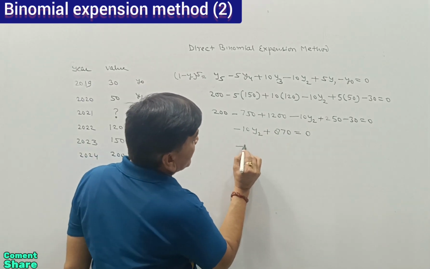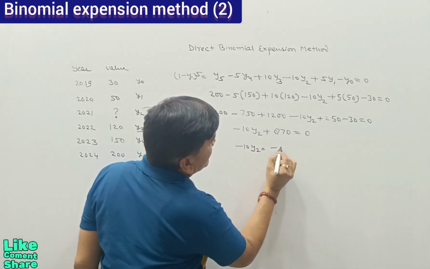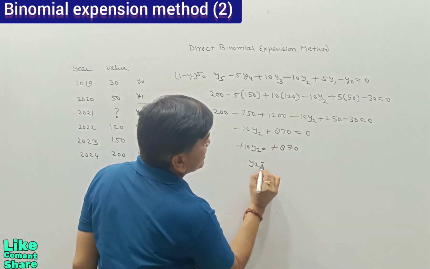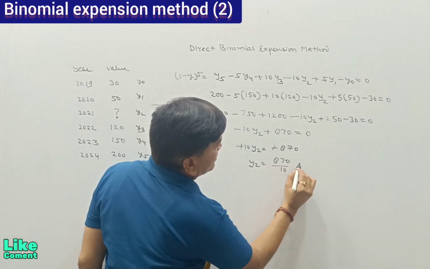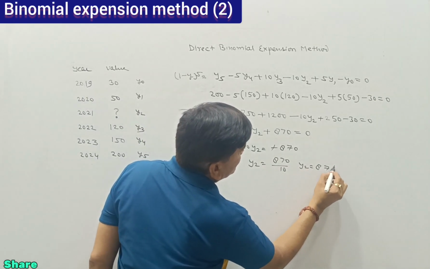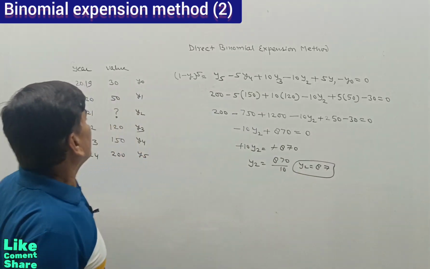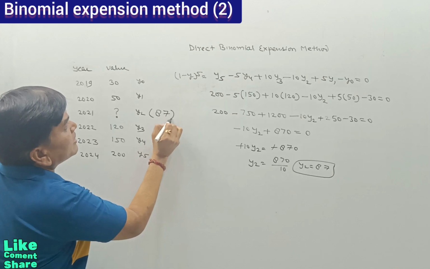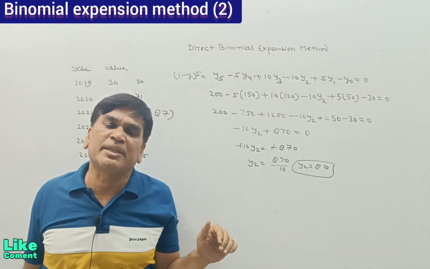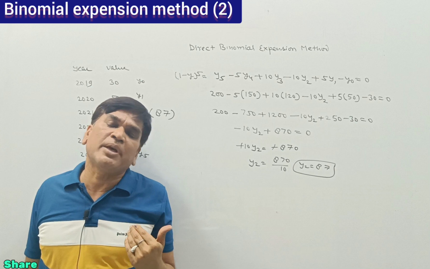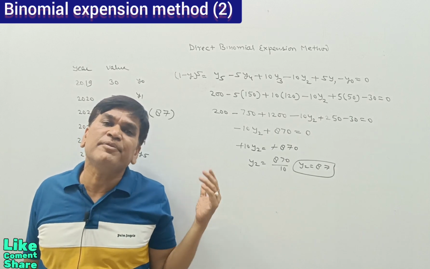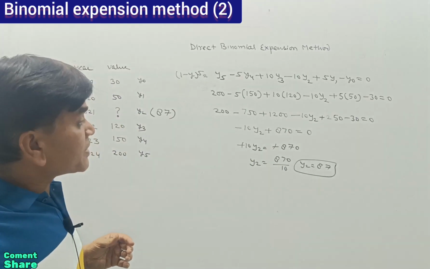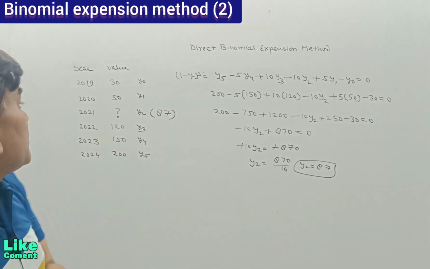So minus 10y2 equals minus 870, the minus signs cancel, and 870 by 10 gives y2 equal to 87. So we can interpolate this missing frequency; the missing value is 87. With the help of the binomial expansion method, if any value is missing, we can calculate the missing values. If six items are given, then also we can use this.